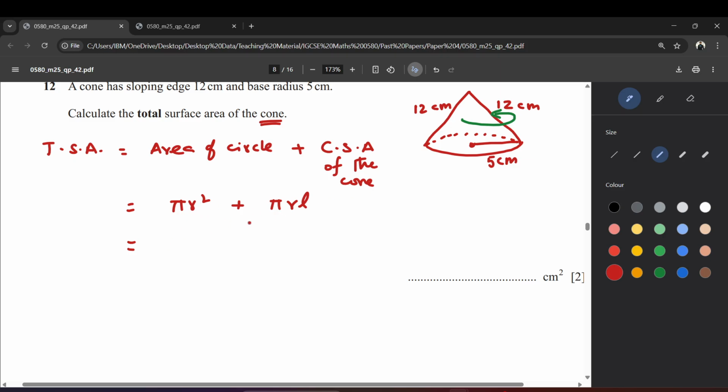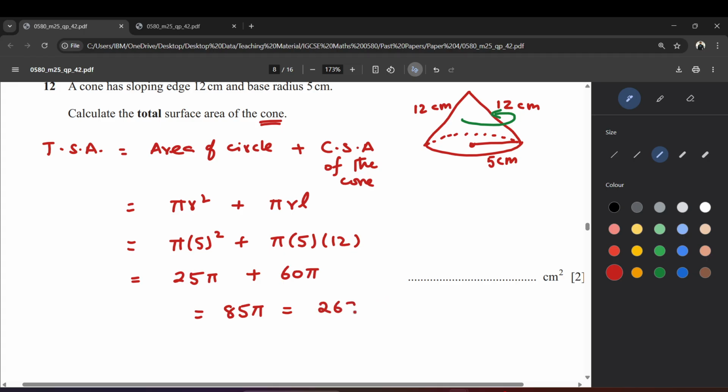Now the radius of the circle will be 5. So pi times 5 squared plus pi times 5 times 12. This becomes 25 pi plus 60 pi, so this is 85 pi, and then we can work this out. That is 85 times pi, which gives us 267 to 3 significant figures. So 267 centimeters squared.